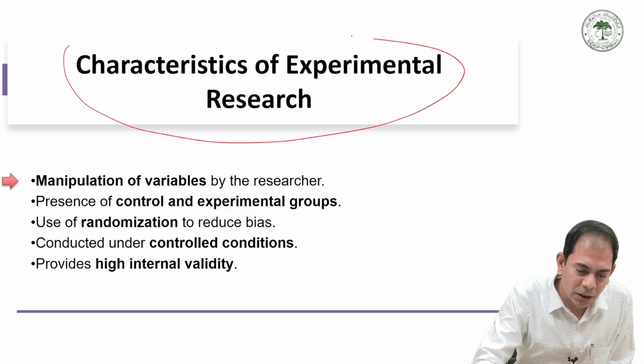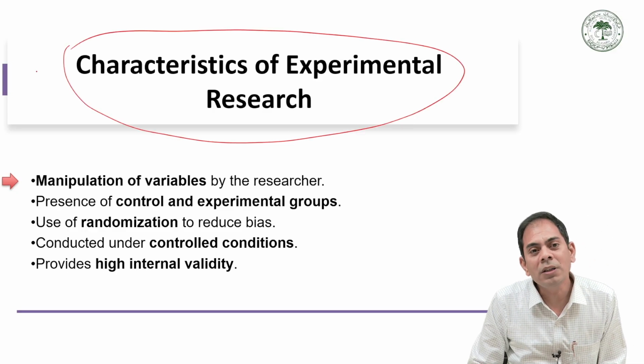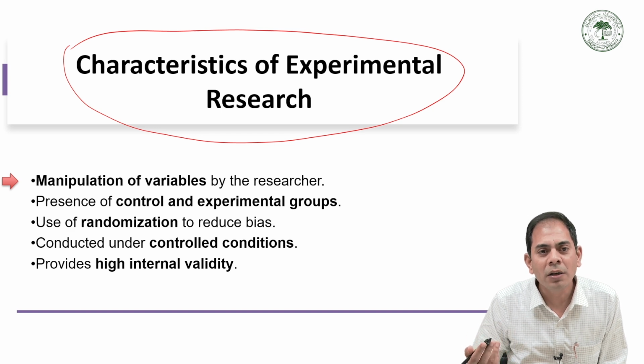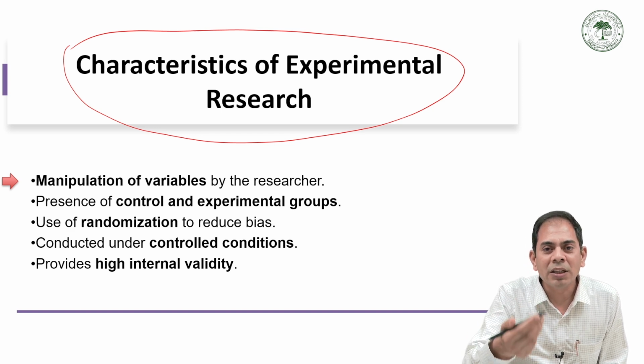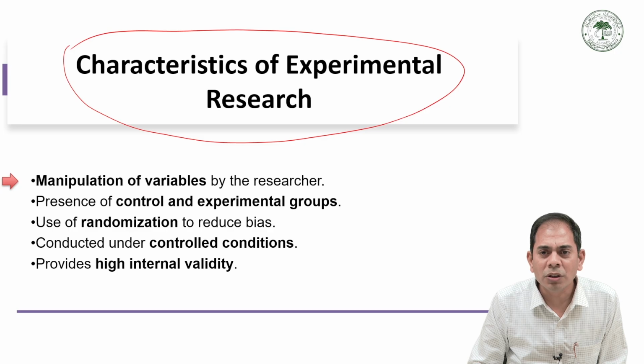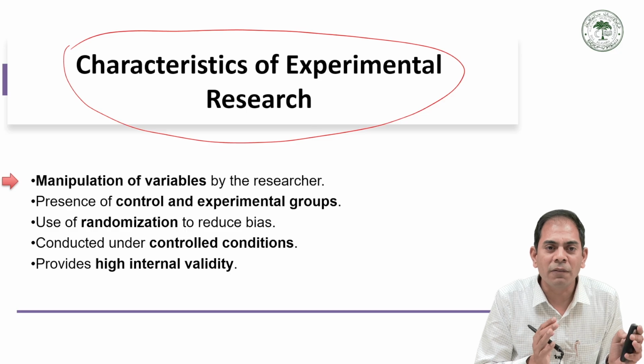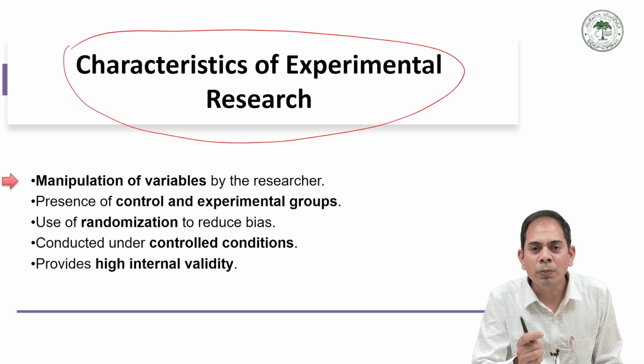Next thing is the characteristics of experimental research, because experimental research has different kinds of characteristics. Now we'll explain the characteristics of experimental research, which make it one of the most scientific and reliable methods in research. The first characteristic is manipulation of variables by the researcher.